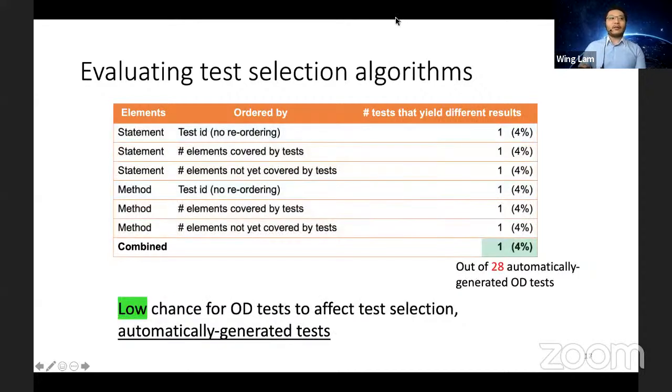On the other hand, for automatically generated tests, we see that the test selection algorithms are rarely affected by order-dependent tests. In fact, we only saw one test that happened to have been selected for the different versions that we use for our subjects and was order-dependent for the automatically generated ones.